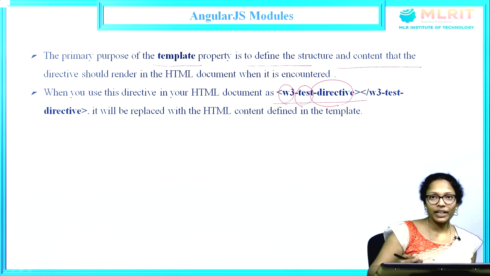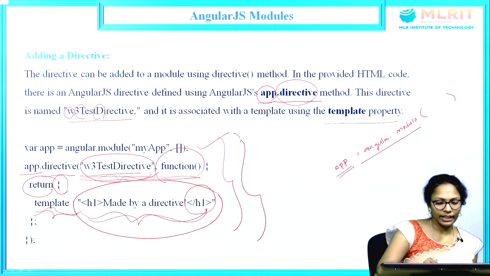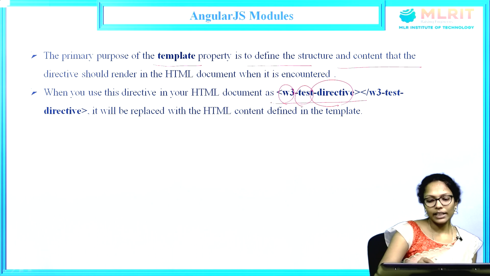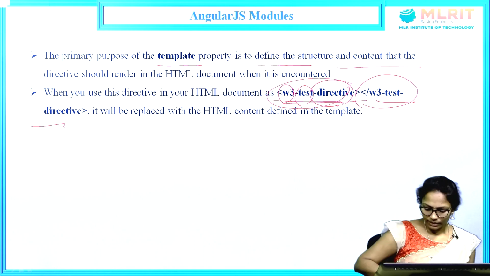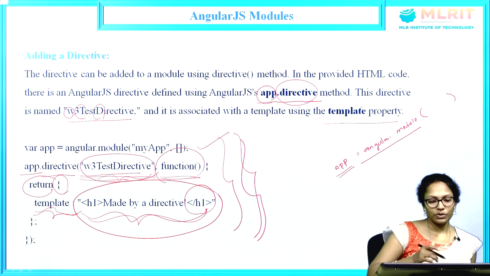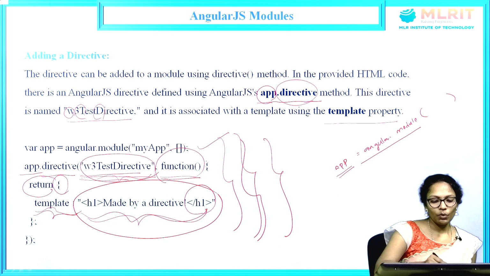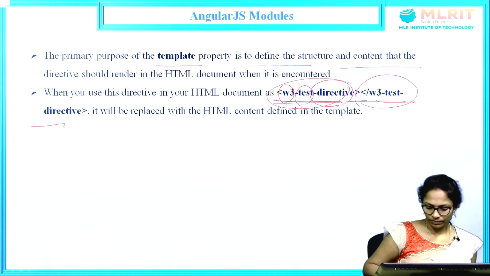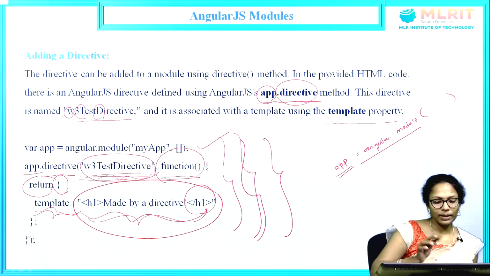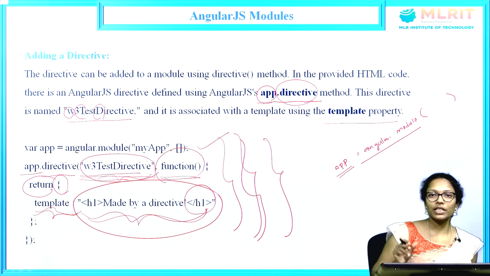While defining the directive, you are writing like this. While calling this directive, you are writing like this. So this is the starting tag and this is the ending tag. Whenever you use these tags in your program, that directive function will be called, and whatever code is there in it will be executed. So what happens if I call these tags? Simply it will display the "made by a directive" message within the h1 tag.